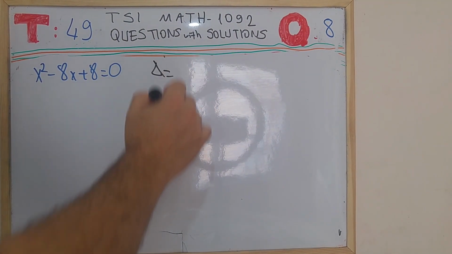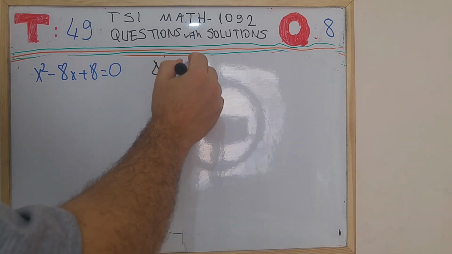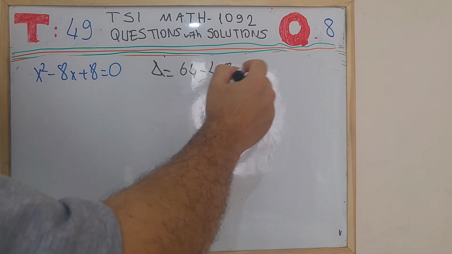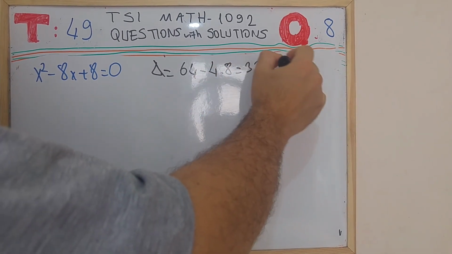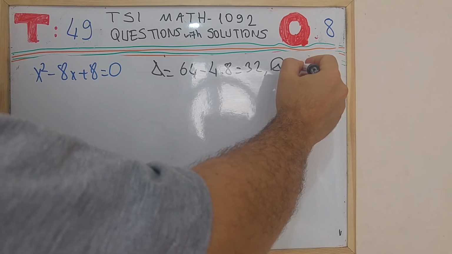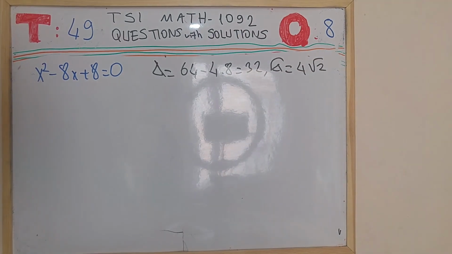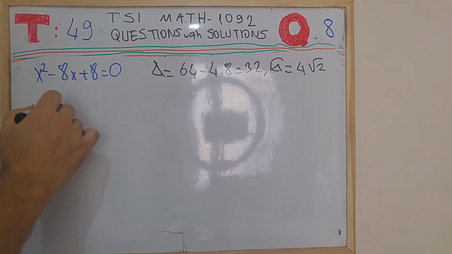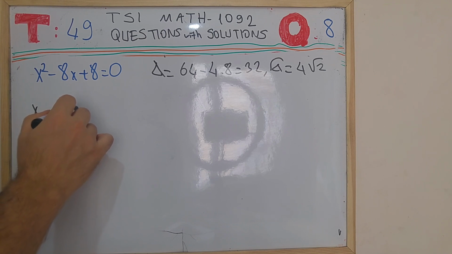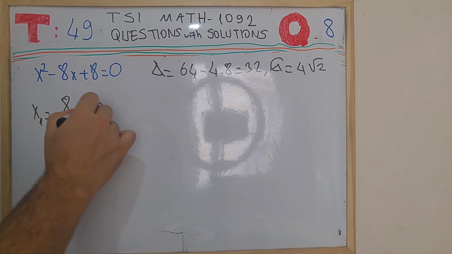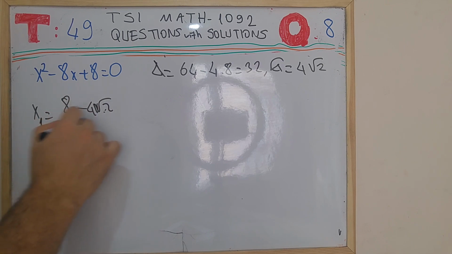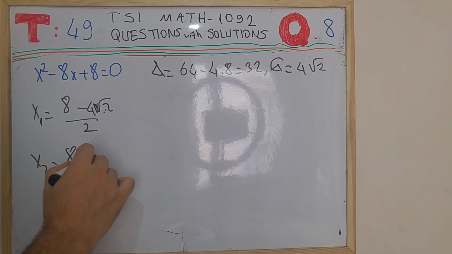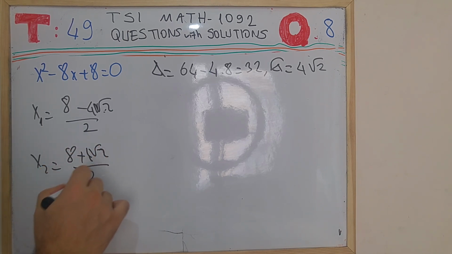Delta, which is equal to b squared minus 4 times a times c, is equal to 32. So square root of delta is equal to square root of 32, which is 4 square root of 2. Now let's find x values. x1 is equal to minus b, which is equal to minus minus 8, that makes plus 8 minus 4 square root of 2 over 2. And x2 is equal to 8 plus 4 square root of 2 over 2.